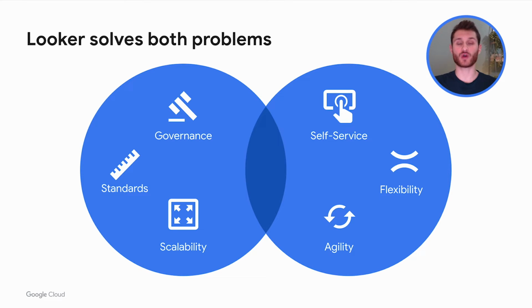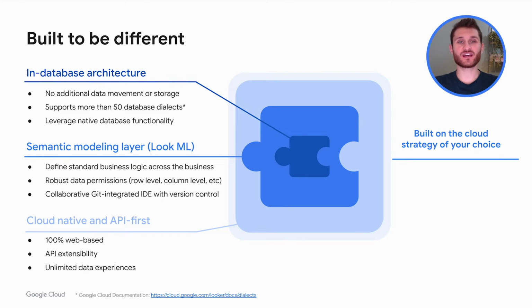And this is only going to happen if everyone can ask questions on the data and get reliable and correct answers without bottlenecks or chaos. Let's now take a look at the different components and mechanisms that make Looker such a unique business intelligence platform.